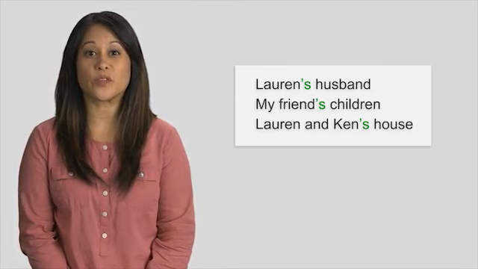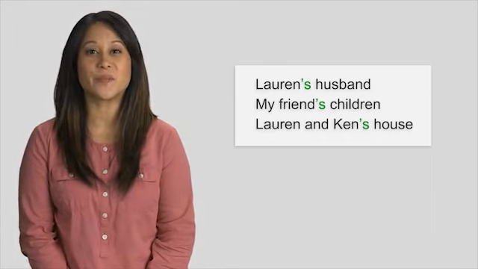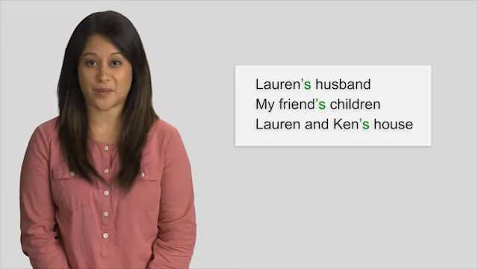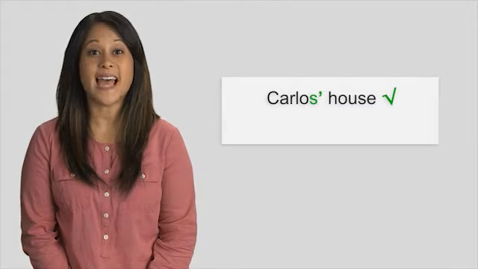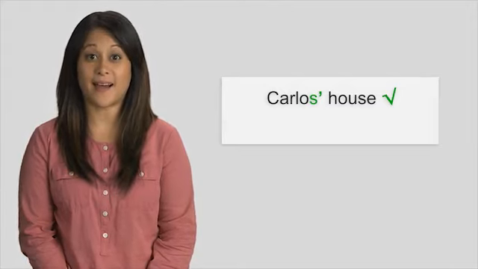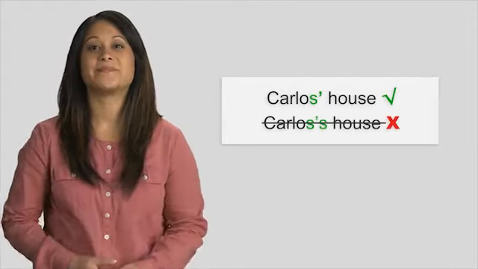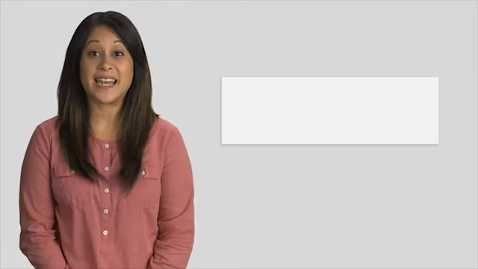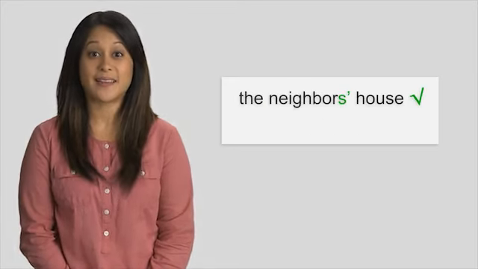But for nouns with 2 or more syllables ending in S, just use an apostrophe. Do not use another S. Write this: Carlos's house. Not. Write this: the neighbor's house. Not.